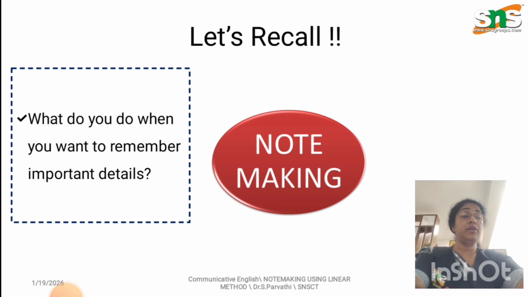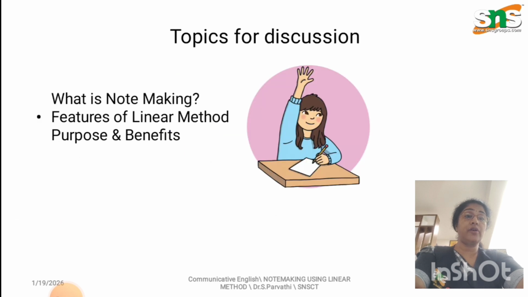Just make short notes, give bullet points and understand the ideas. Just start taking notes. And what are the topics for discussion here? They are: what is note making, what are the features of the linear method, and its purpose and benefits.